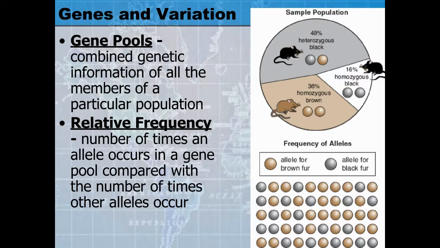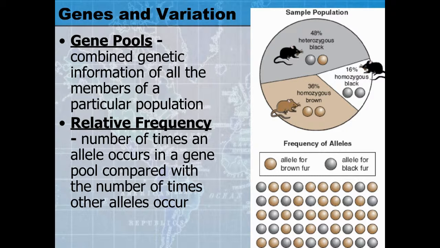Everybody good? So here, I'm looking at a mouse population with a dominant-recessive trait. The black trait is dominant to brown. We have 48% of the population heterozygous black, 16% homozygous black, and 36% homozygous brown. We can actually look at those and calculate allele frequencies. We'll be able to do that later. But for right now, we have this nice little chart at the bottom. Each dot represents an allele.